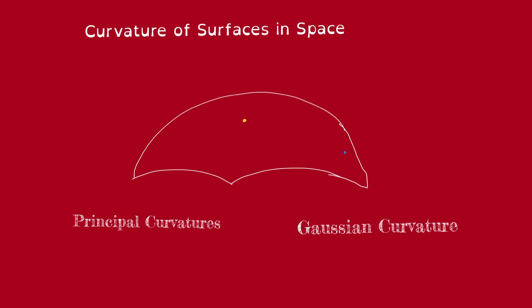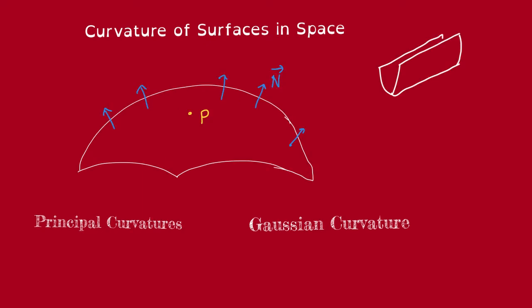So let's say we have a nice surface in space and we fix a unit normal vector field n. Now, let P be a point on our surface, and we want to define the notion of curvature at P. Now, observe the first problem we have is that the surface might curve differently in different directions at P.